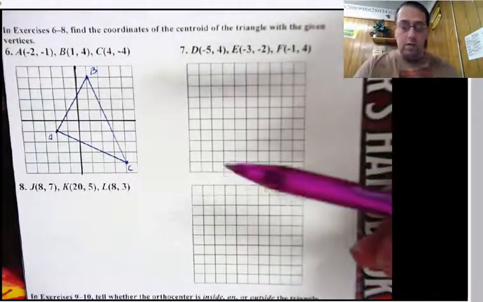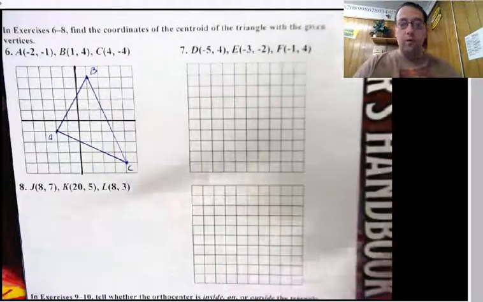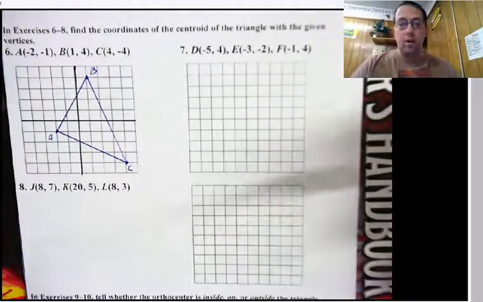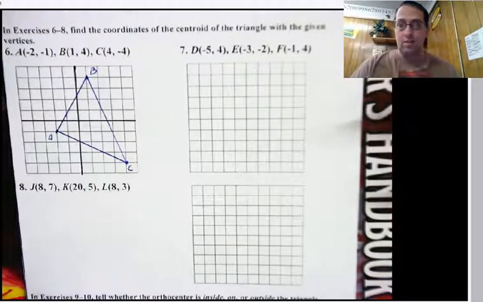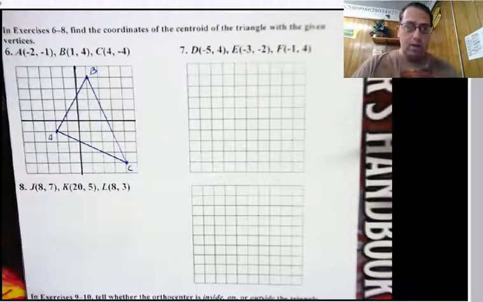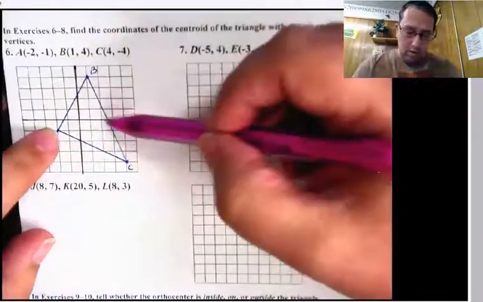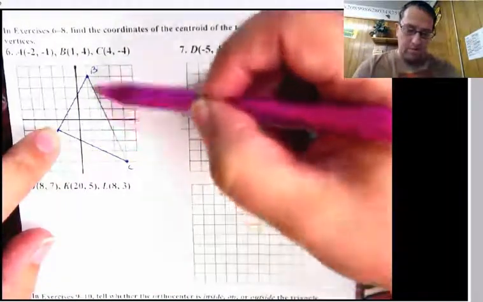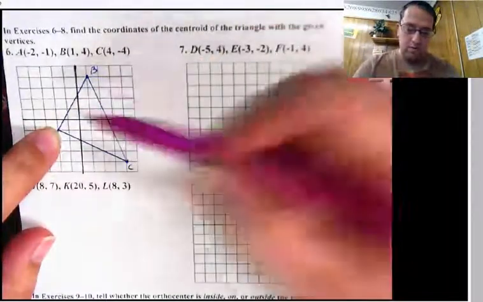Or what we can do is hope that one of our medians is going to be on a vertical or a horizontal, because then we can just count, and that's much easier. So let's see here. This one looks like the median's probably going to come over here somewhere, which would not be vertical or horizontal.